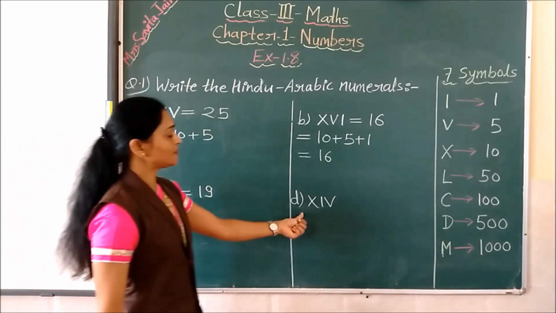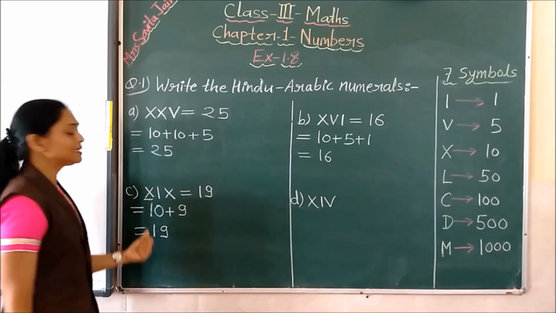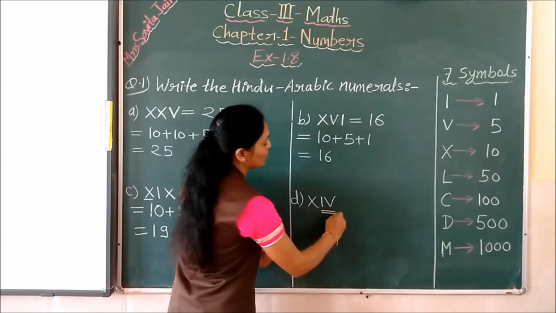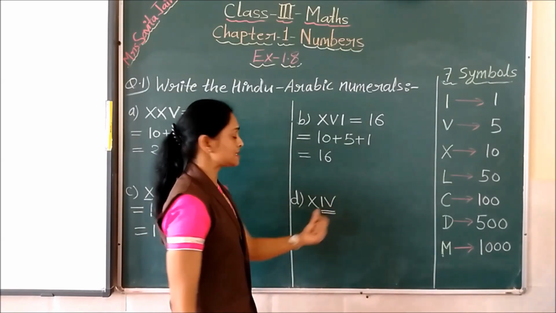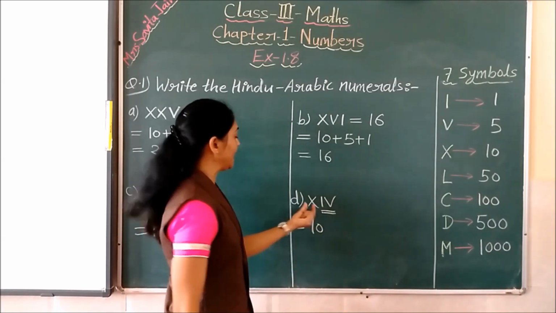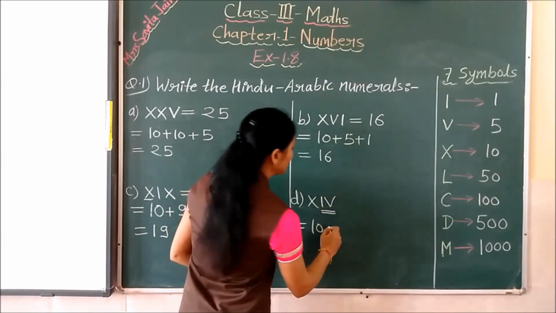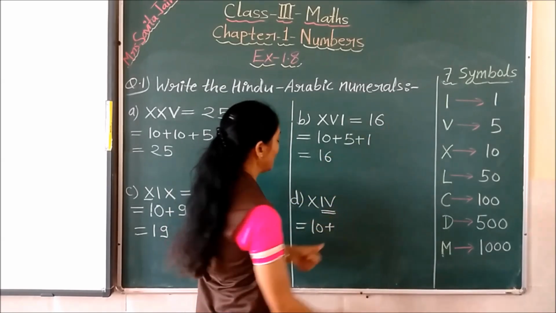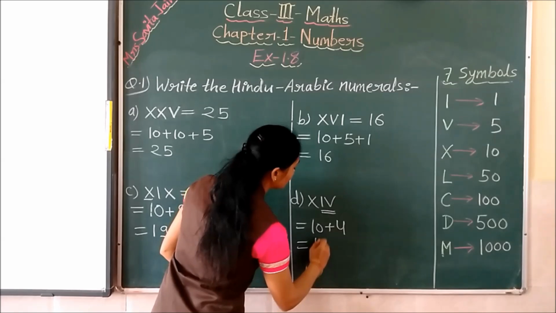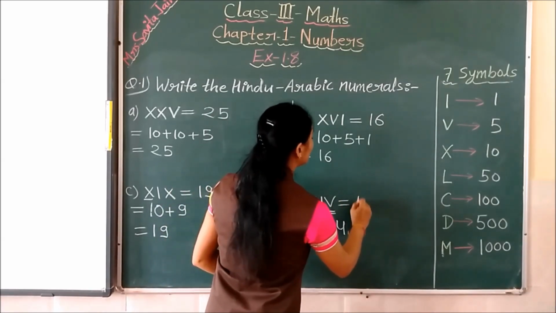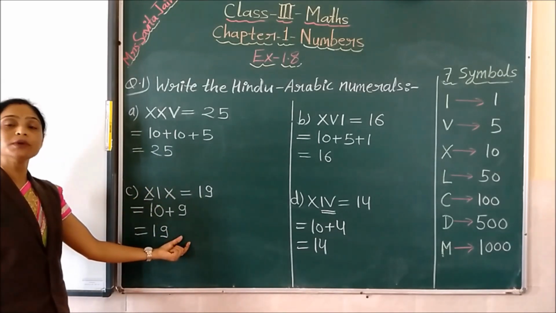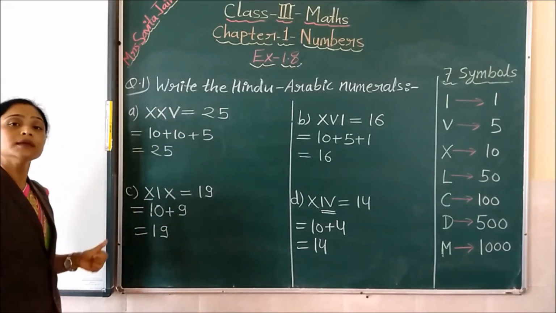Now this one we will see, this also has the same rule, means we are placing the smaller symbol before the bigger symbol. So in the same way, first we will write 10 for this X, then IV means 5 minus 1, that is 4. So 10 plus 4, 14. So this is equal to 14. So this way we got the Hindu-Arabic numerals for all these Roman numerals.